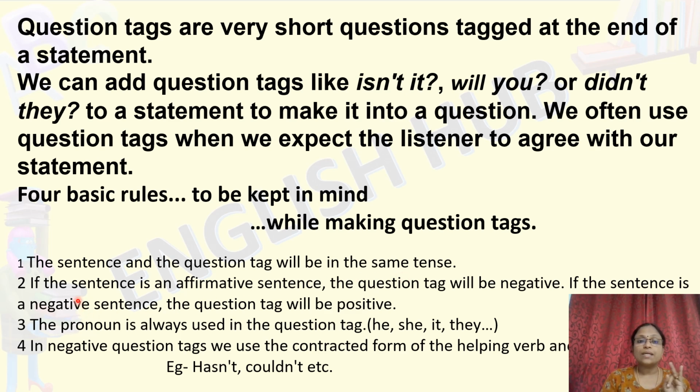The second point is if the sentence is an affirmative sentence, meaning a positive sentence or positive statement, what about the tag? It will be negative. For example, they are dancing. It's an affirmative sentence. What will be the tag? Aren't they? He is writing. Isn't he? The tag will be negative.